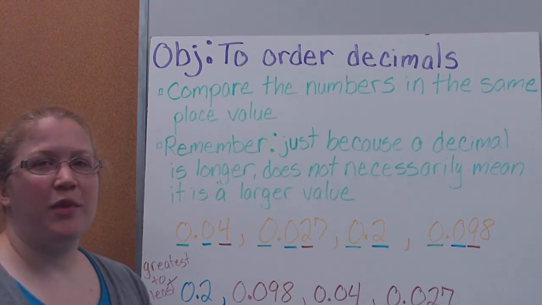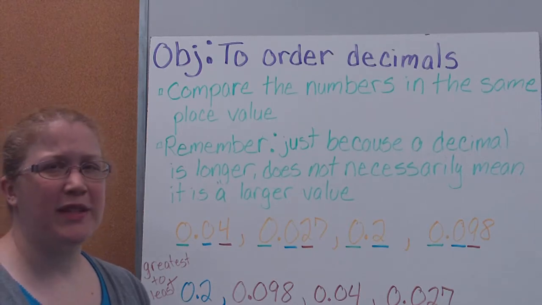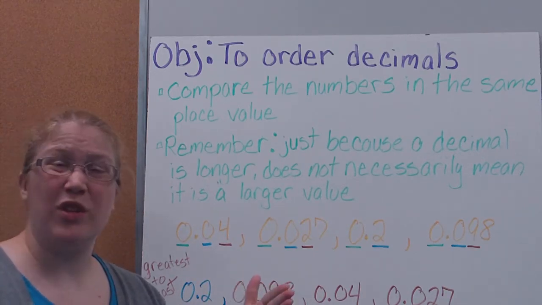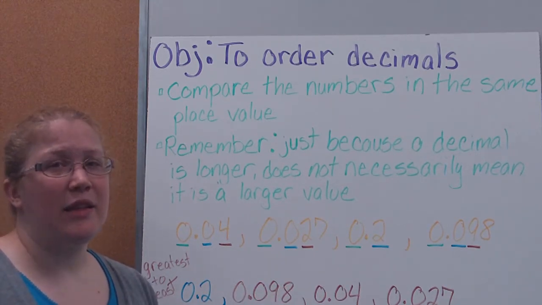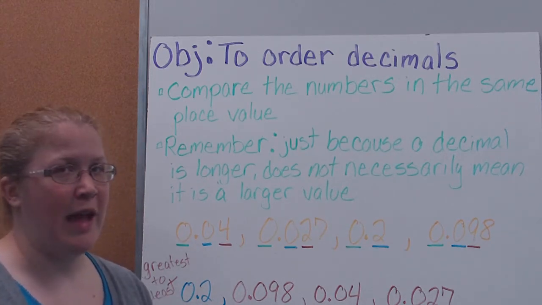Well, we're going to compare the numbers that are in the same place value. That's the trick. And what we want to remember is that just because a decimal is longer, it has more decimal places in it, does not necessarily make it a bigger number. All right? So keep that in mind. It might be bigger, but it doesn't have to.